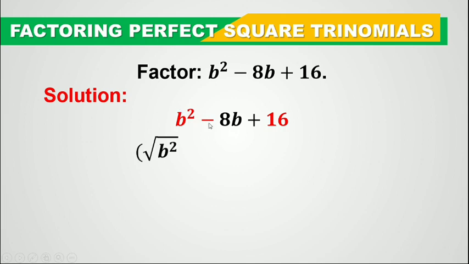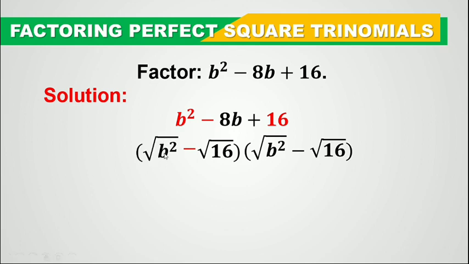And then if this is minus, then minus ang sign. So minus the square root of the last term. So that's square root of 16, and then you're just gonna copy that again. So b squared minus the square root of 16. And then you just have to simplify them. So the square root of b squared, that's b, minus the square root of 16 is 4, and then just copy that. So b minus 4. So therefore, the answer for this particular exercise is b minus 4 times b minus 4.